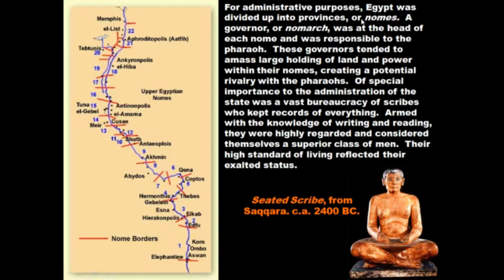For administrative purposes, Egypt was divided up into provinces, or nomes.